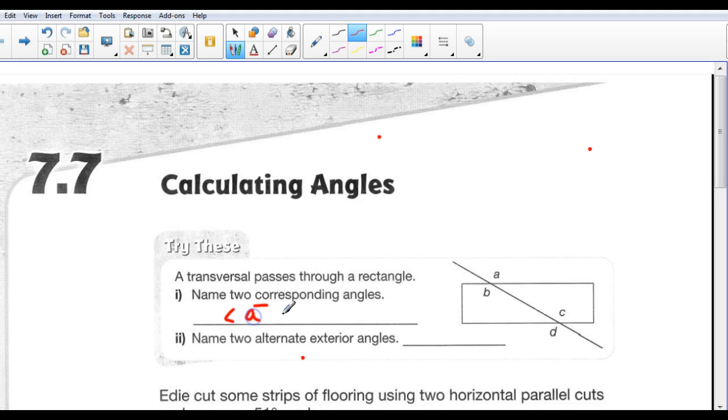angle A and angle C. Name two alternate exterior angles. Well, exterior means that they're on the outside of the line, and they're alternating, so we can say angle A and angle D. Angle A and angle D. Okay?